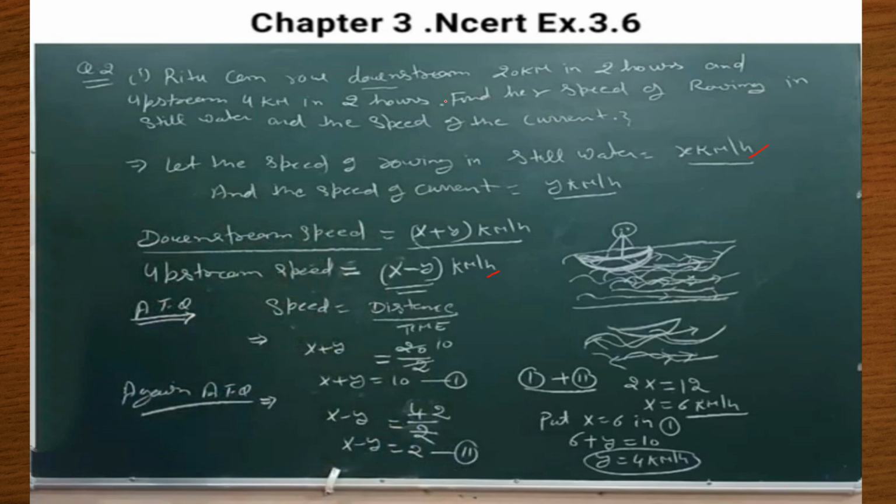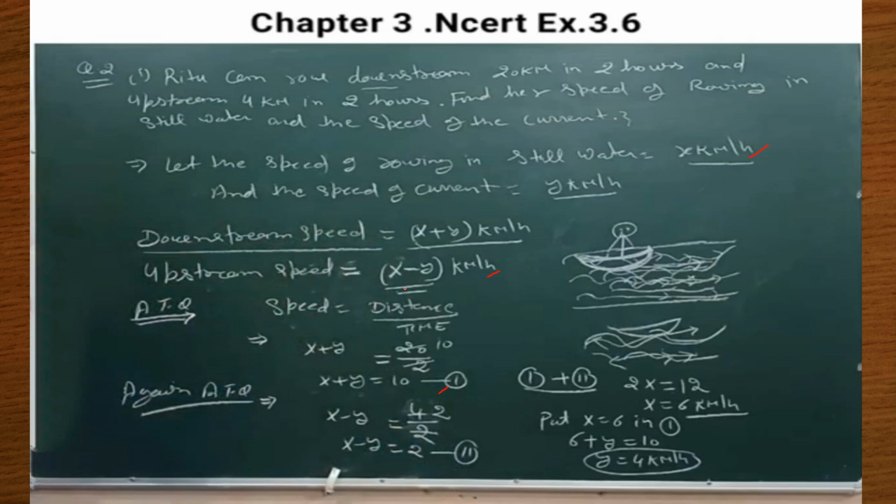In the first case, this is the distance and this is the time. So speed in downstream is x plus y. So we will write x plus y is equal to 20 by 2. We will cancel it, we get 10. That means x plus y is equal to 10. This is the first equation. And again, x minus y.